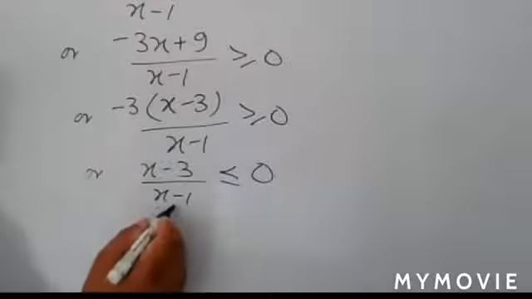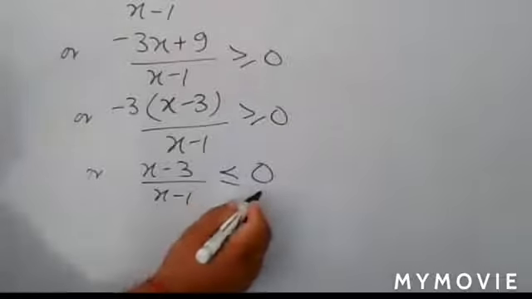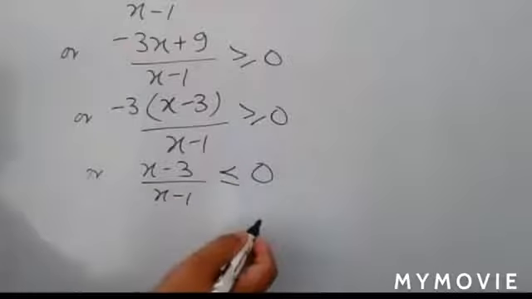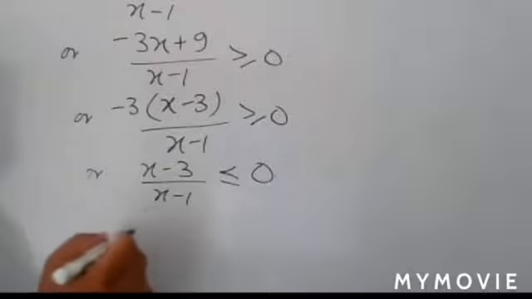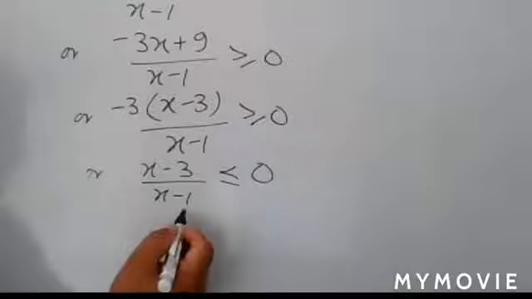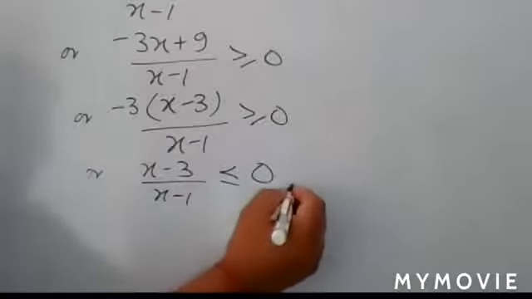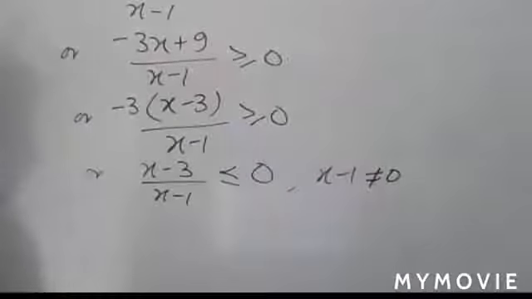Now check this one. Actually here you have the equal to sign also, so the complete quantity is less than or equal to 0. But the quantity in the denominator can never be 0. So one of the conditions is x - 1 not equal to 0. You write it here: x - 1 not equal to 0, so x is not equal to 1.